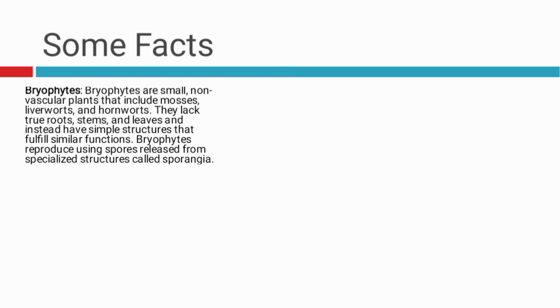Bryophytes reproduce using spores from specialized structures called sporangia. Please take note of that. I'm definitely going to ask such kind of questions. I can say, bryophytes reproduce using spores released from what? A, sporangia, B, and so on. So you have to take note of these important facts, okay?